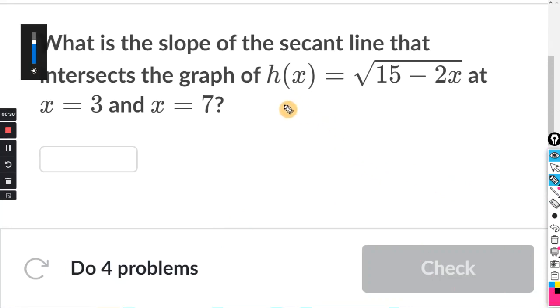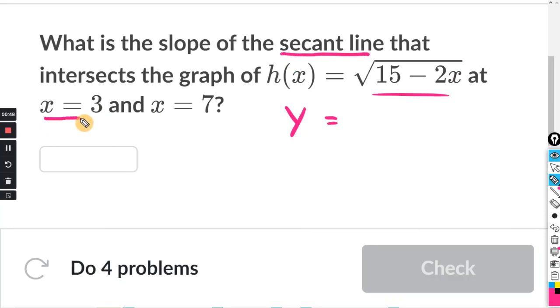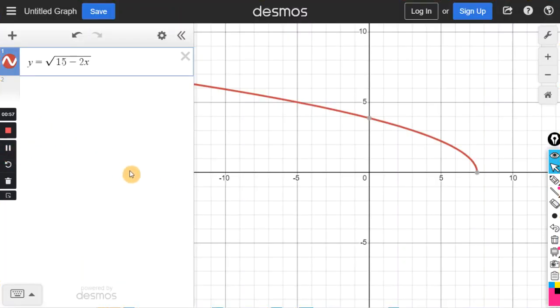So this h of x, it's just saying that it's a function of x. It's basically the same as y equals this right here. Okay, so I am going to show you the graph of y equals radical 15 minus 2x, and I'm going to show you the secant line that runs from x equals 3 to x equals 7. So let's graph this on a graphing calculator first. So right here on the Desmos graphing calculator, I typed in y equals radical 15 minus 2x.